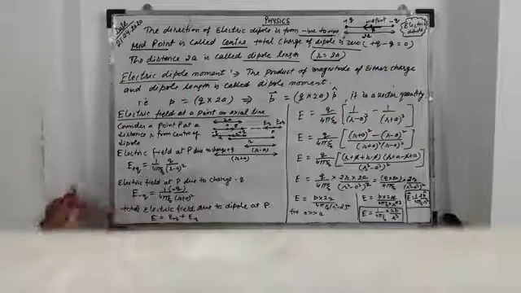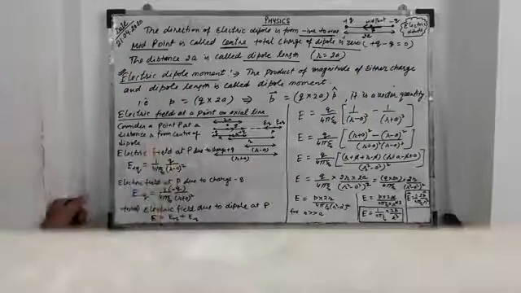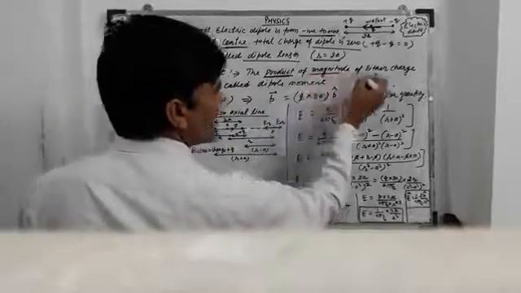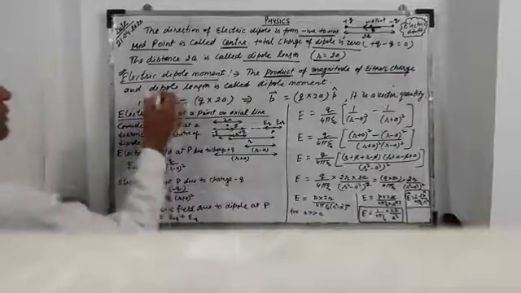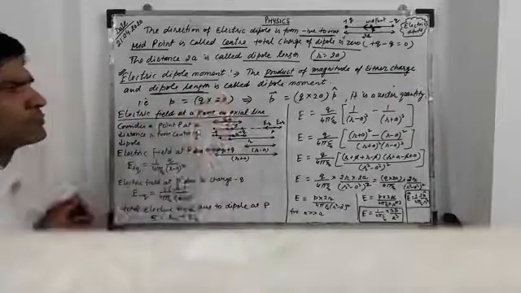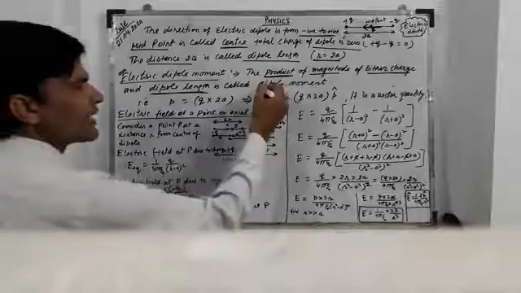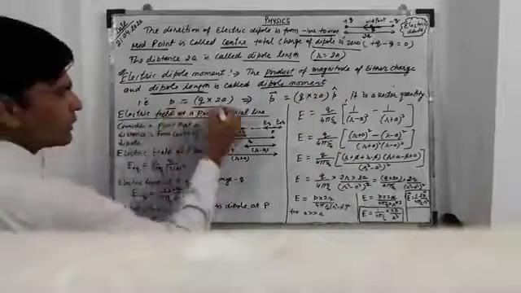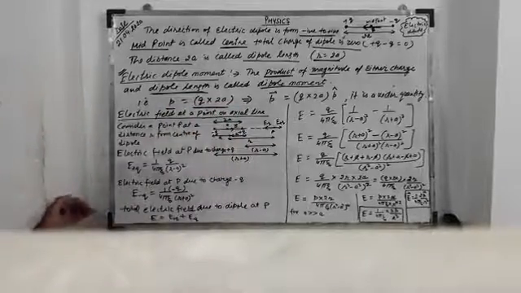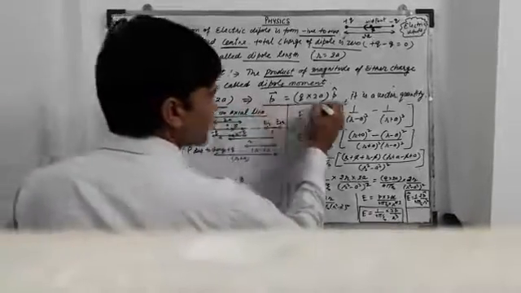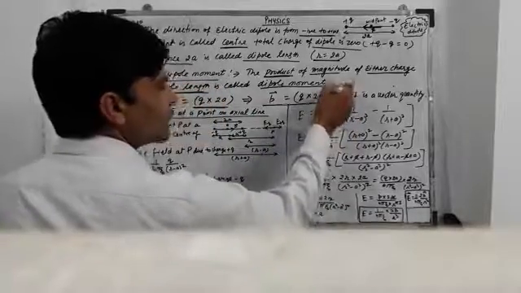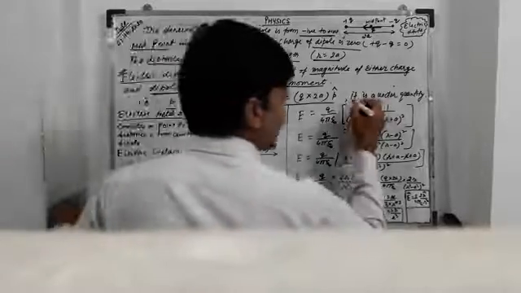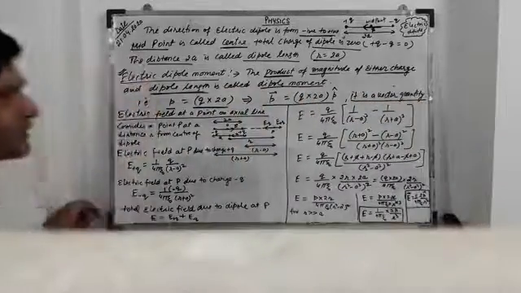Now, electric dipole moment. What is electric dipole moment? The product of the magnitude of either charge and the dipole length is called the dipole moment. That is, p is equal to q into 2a. In vector notation, p is equal to q into 2a with unit vector p. As you know, it is a vector quantity.